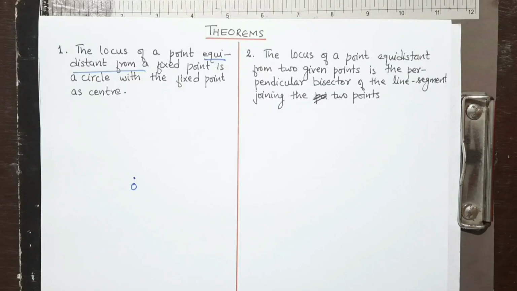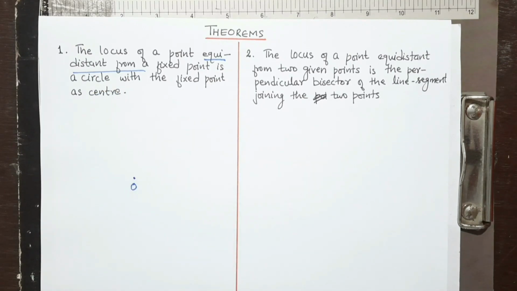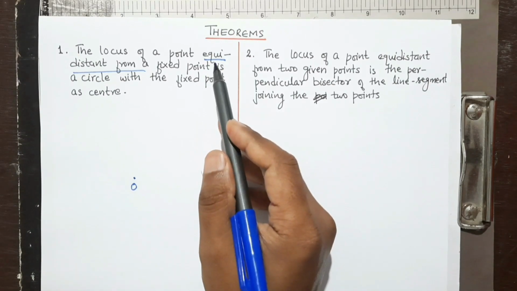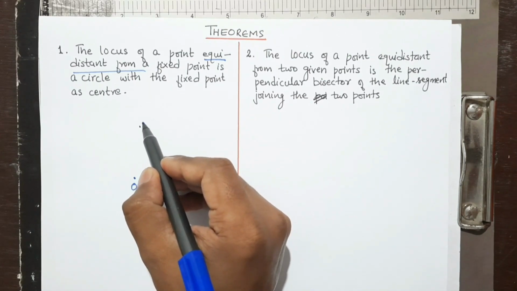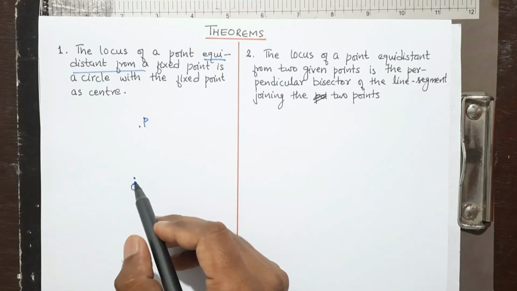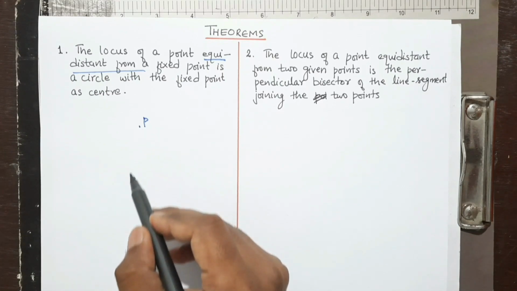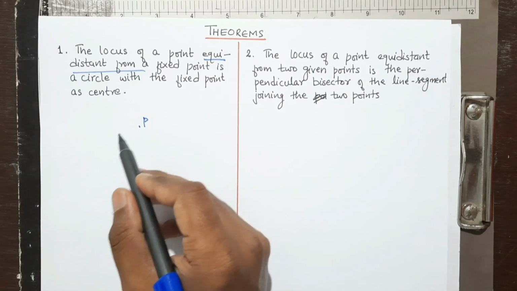So the first one is: the locus of a point equidistant from a fixed point is a circle with the fixed point as the center. Here our condition is that the point must lie equidistant from a fixed point. Suppose this is our point P, and the fixed point is O. Now this distance is equal. Keeping this distance equal, the path traced by this point P is a circle.